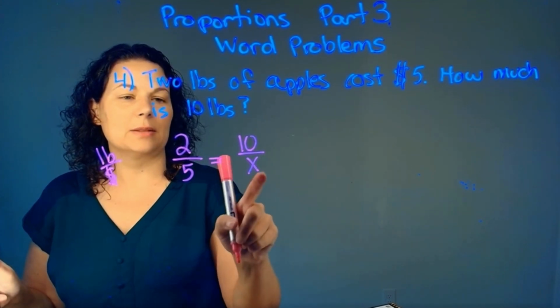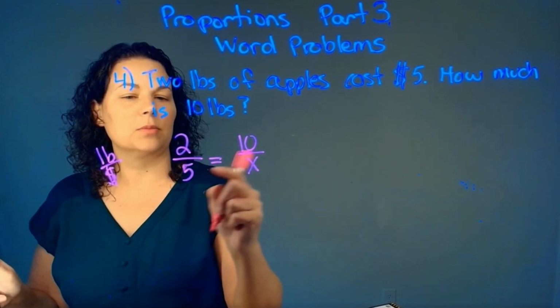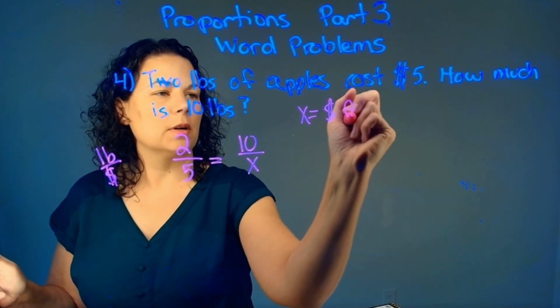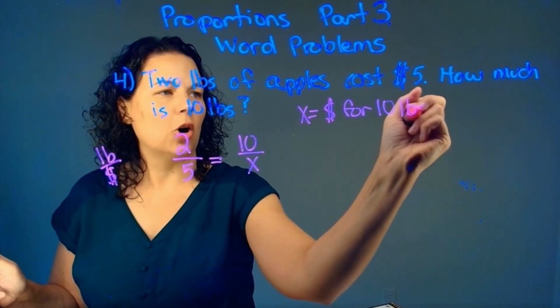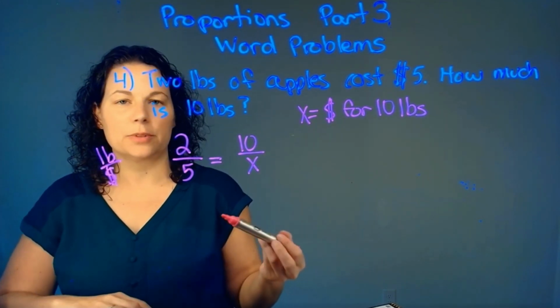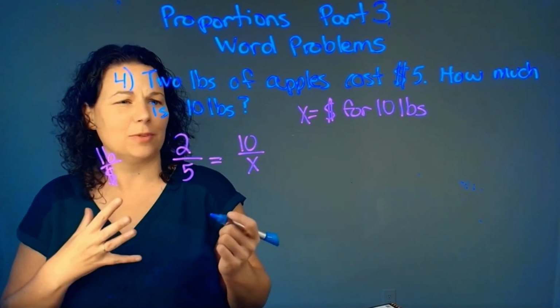So the X is the cost. So we've got to put the X with the dollars on the bottom. So X equals dollars for 10 pounds. Always define your variable so you know what you're looking for. At the end, if you get X equals a number and you didn't define it, you might be confused.